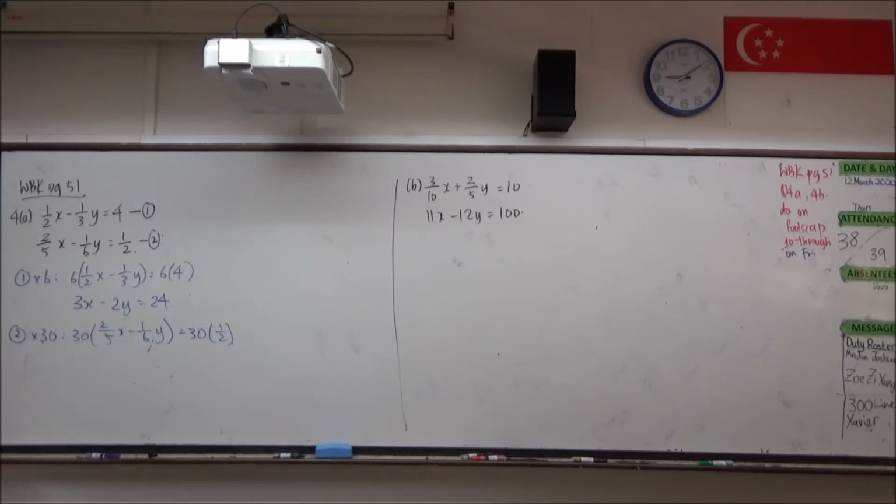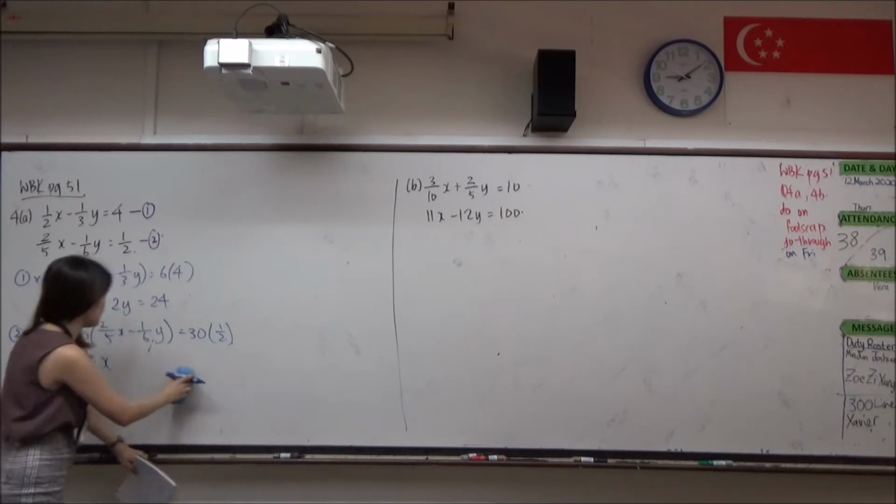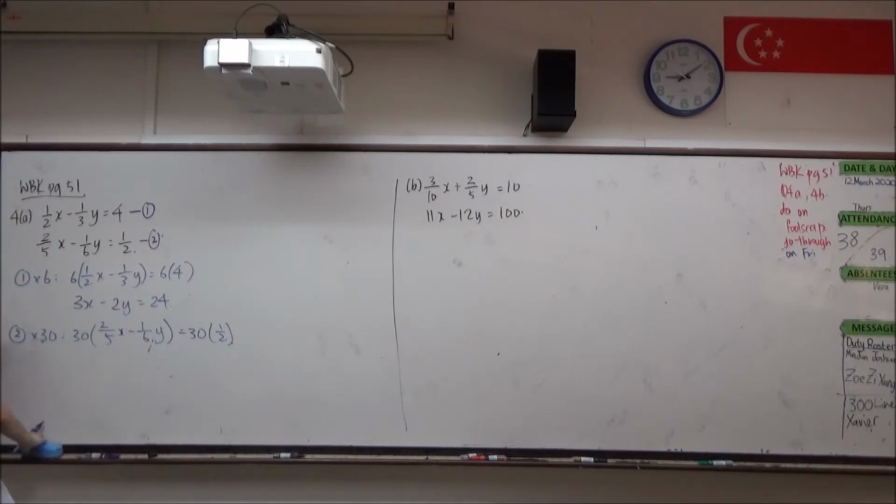1 over 5x. What are 1 and 1 over 5x? 1.2x. Do I write these kinds of things? Why would I still get a decimal? Why would I still be getting a fraction? 30 times 2 over 5, what do I get? 12, right?